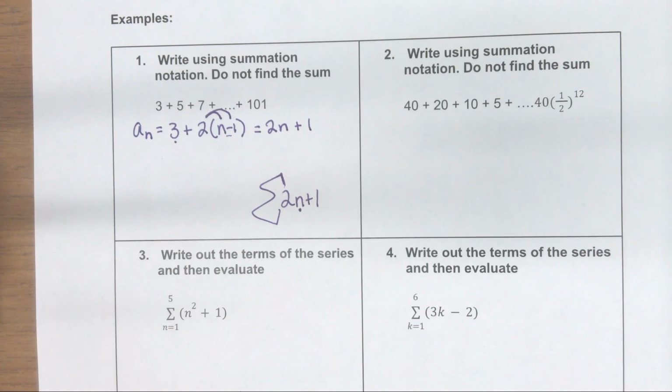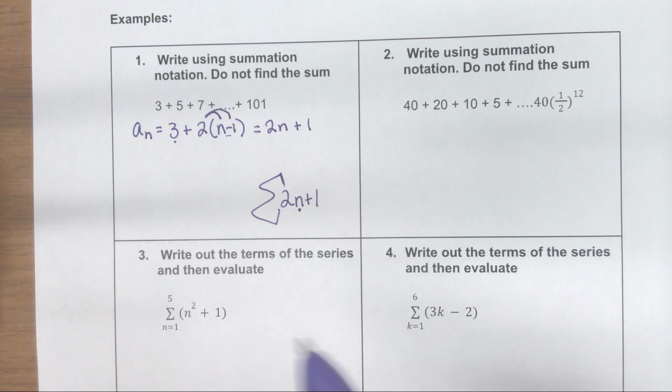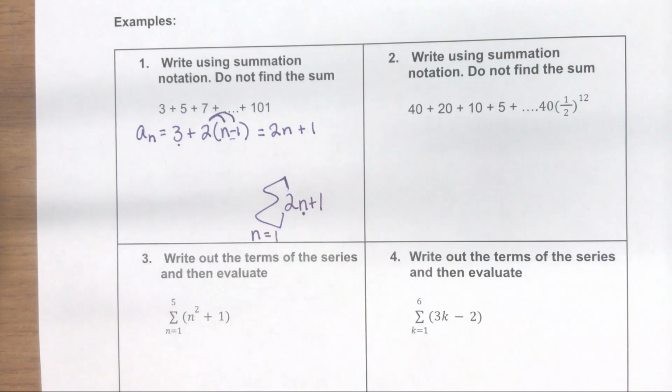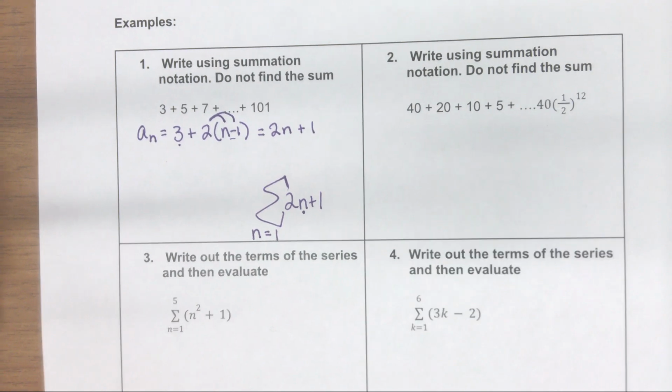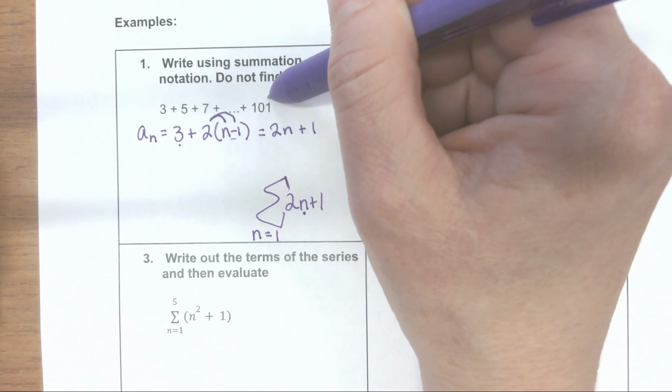So we are starting this, we assumed that this was term 1, yes? So we are going to start this for term 1. However, we need to stop it at this term. So we don't put a 101 at the top. We need to know what term that is. Does anybody know how to find that?